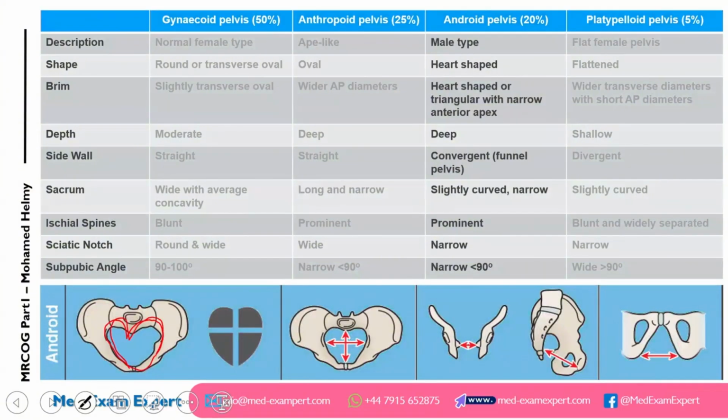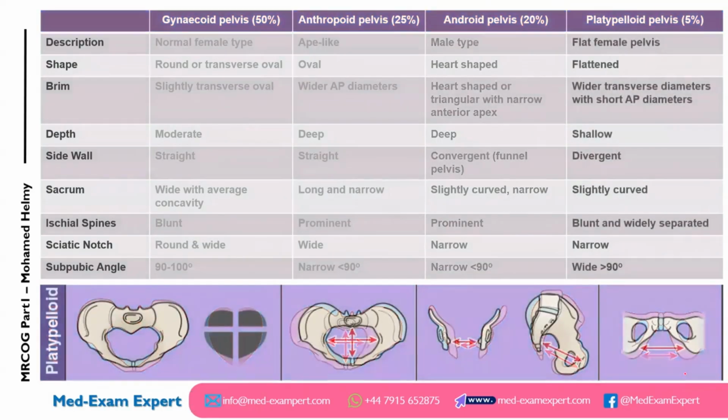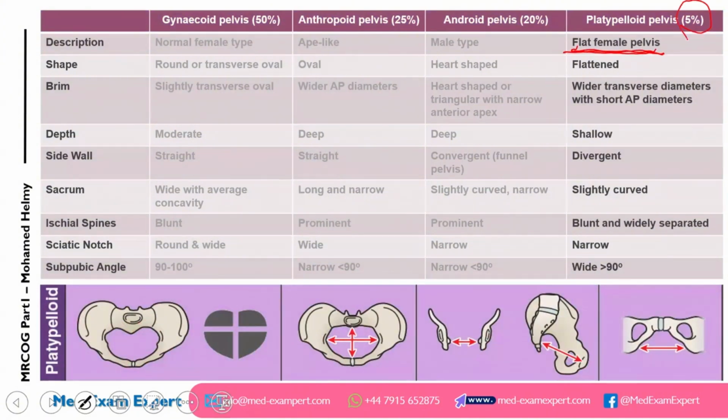Okay. It also has convergent side walls. The side walls are funnel shaped like this, with a narrow subpubic angle less than 90 degrees. And the last one is called platypelloid pelvis, which is a flat female pelvis found in 5% of the cases.